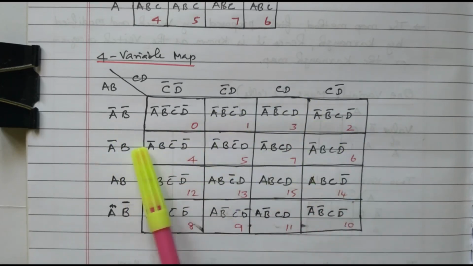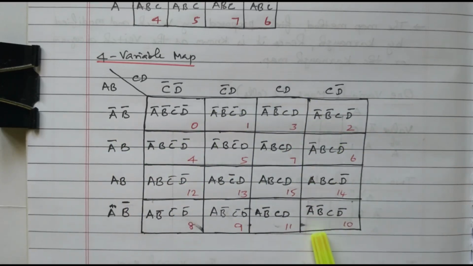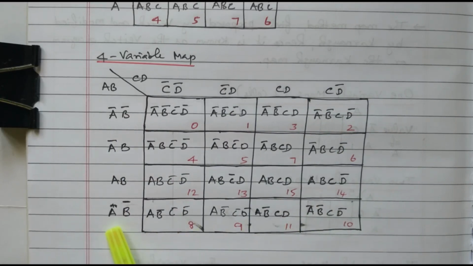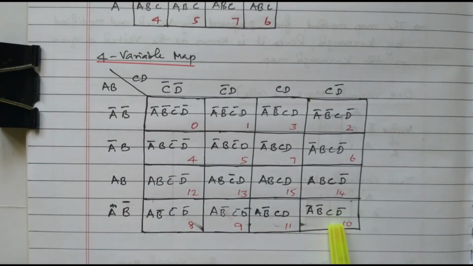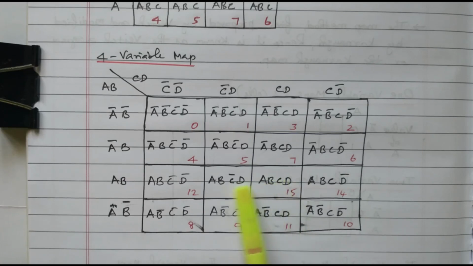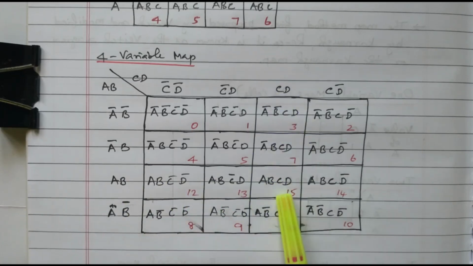So like that we can write the terms, right? For example, this one, nothing but A, B bar, C, D bar. So this cell is nothing but A, B, C, D. This is the maximum value, 15, A, B, C, D. So like this we can represent the product terms, right? We discussed 1 variable, 2 variable, 3 variable, and 4 variable.